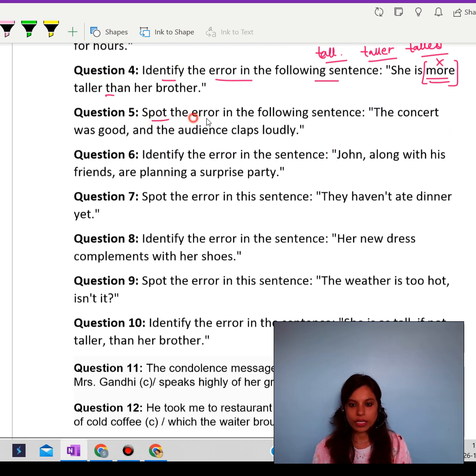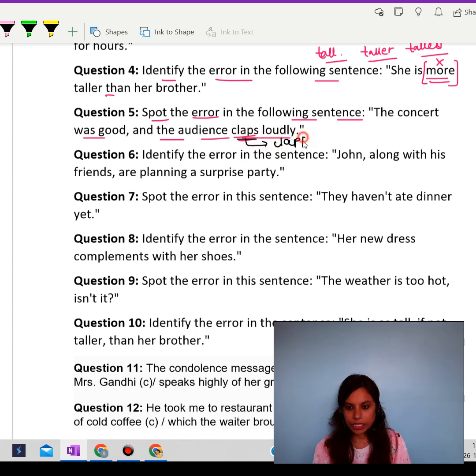Next is spot the error in the following sentence. The concert was good and the audience claps loudly. Audience, yeah, the change would be over here. It would be clapped. The concert was good and the audience clapped loudly.